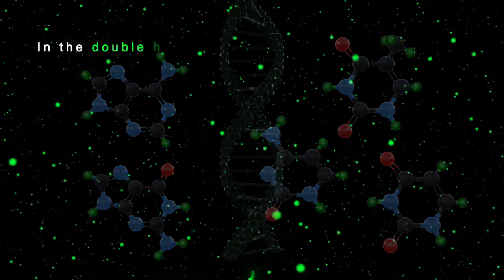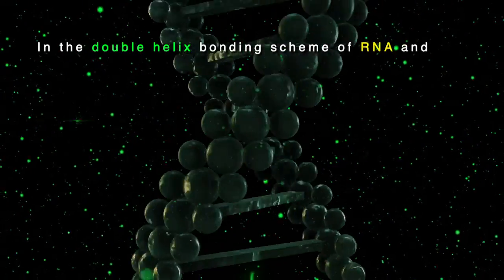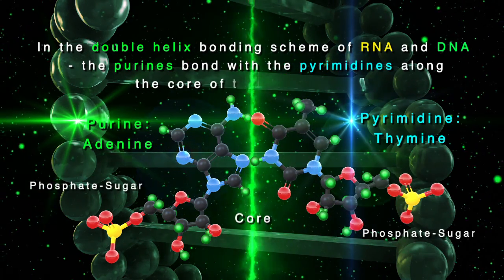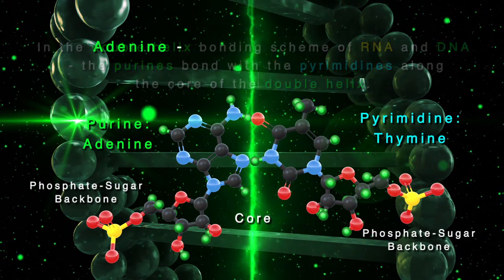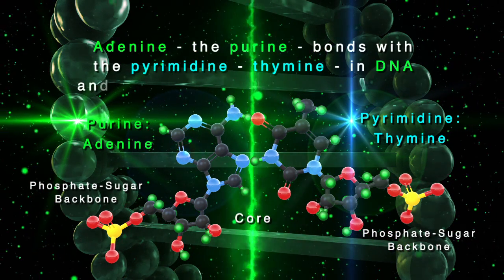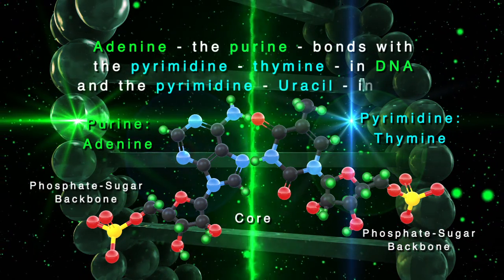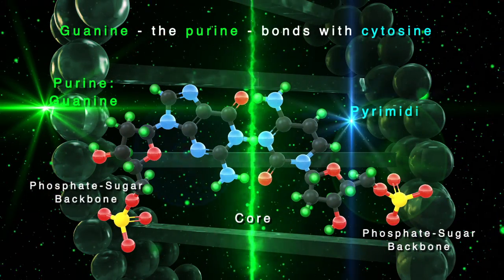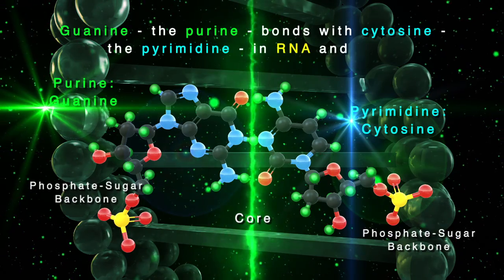In the double helix bonding scheme of RNA and DNA, the purines bond with the pyrimidines along the core of the double helix. Adenine, the purine, bonds with the pyrimidine thymine in DNA and the pyrimidine uracil in RNA. Guanine, the purine, bonds with cytosine, the pyrimidine, in RNA and DNA.